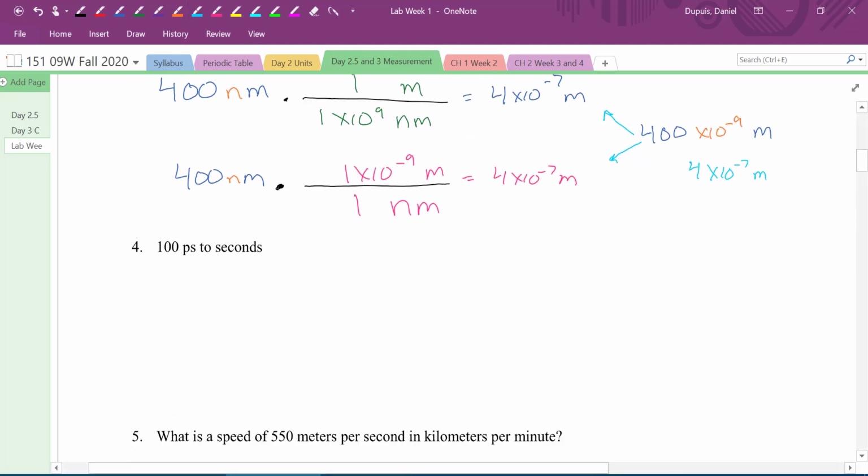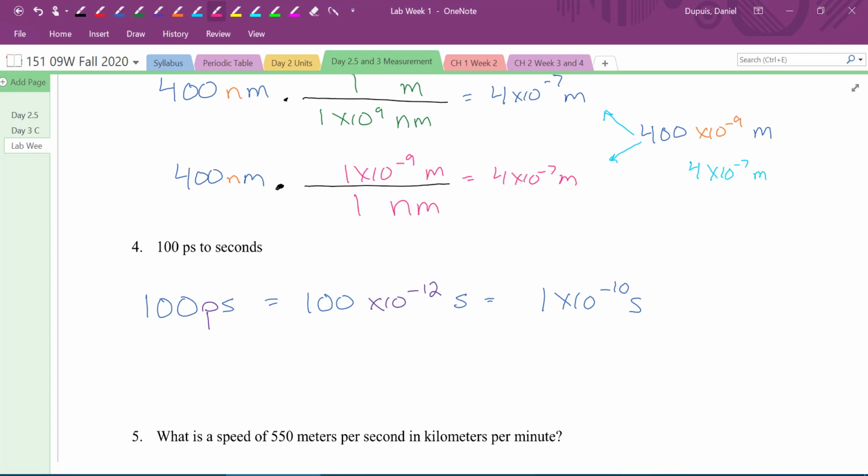Same thing with the next one, 100 picoseconds, right? So I have 100 picoseconds. Well, if I look, that's the same thing as 100 times 10 to the negative 12 seconds, which is the same thing as 1 times 10 to the negative 10 seconds. All those are the same. Now, if you want to do it by conversion, I can do 100 picoseconds times, you know that there is 1 times 10 to the 12th picoseconds in 1 second, and then you get the same answer.